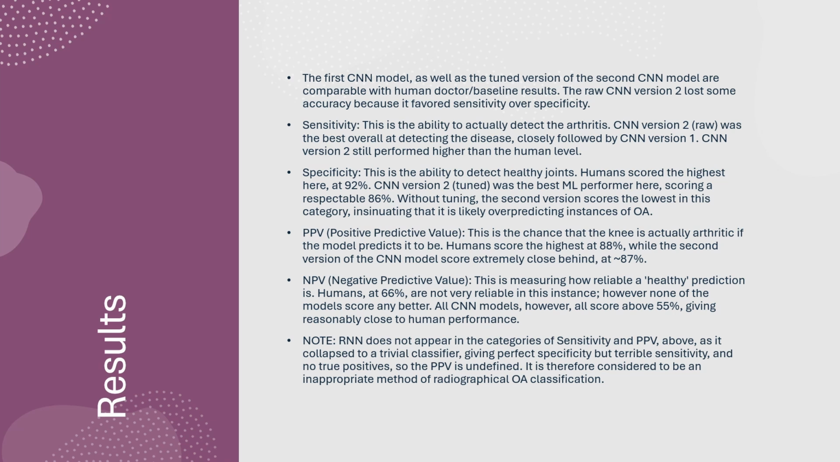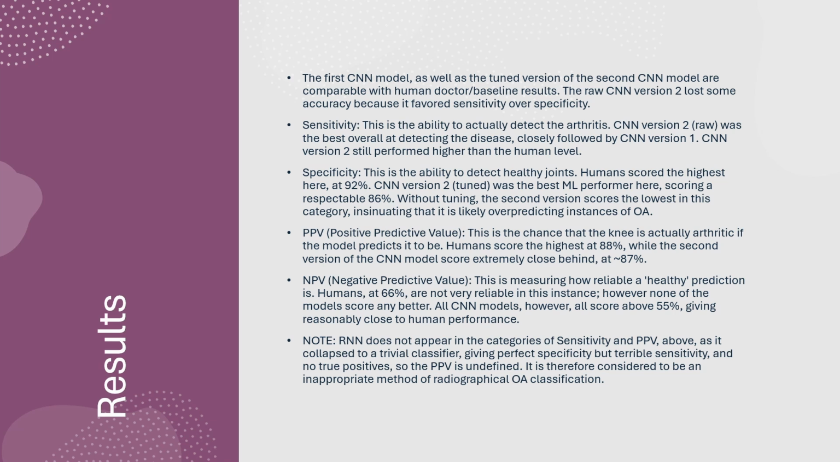And then finally, we're going to look at the negative predictive value, or the NPV, which measures how reliable a healthy prediction is. Humans are actually not very reliable in this instance, but they did still score the best. However, all of the CNN models, so essentially all of my models, if I throw out the RNN, scored above 55% in this metric. So it is reasonably close to human performance.